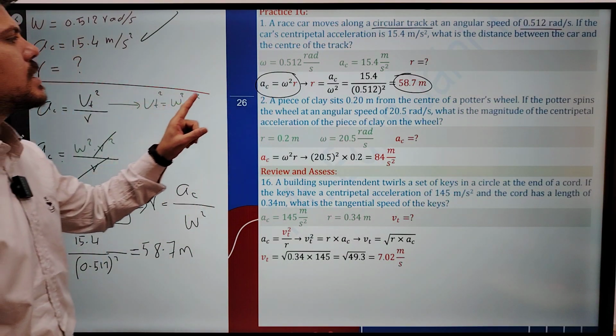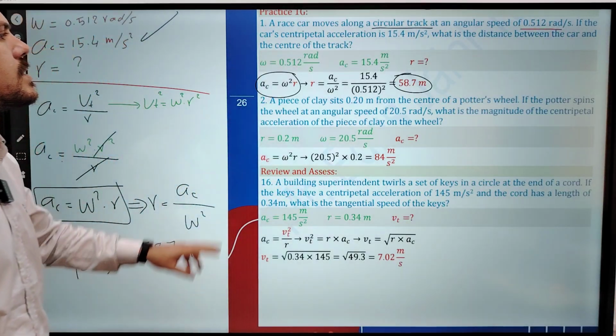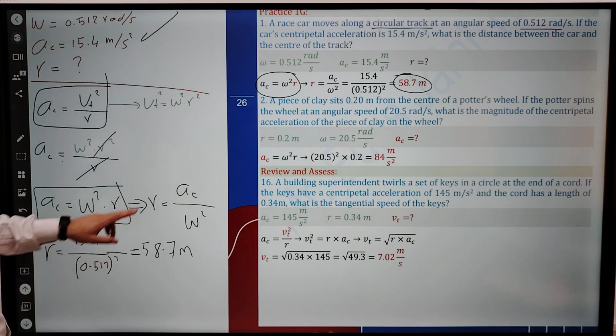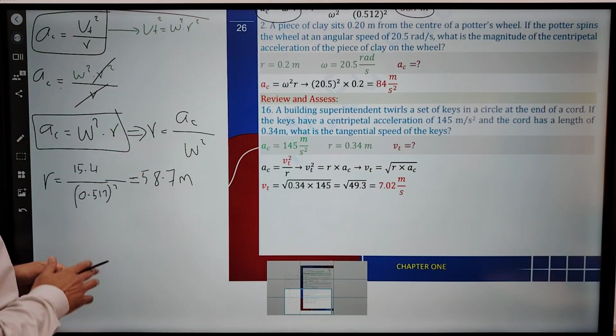But you have to understand where this equation came from. This equation came from the main equation of the centripetal acceleration. Okay? Question 2.